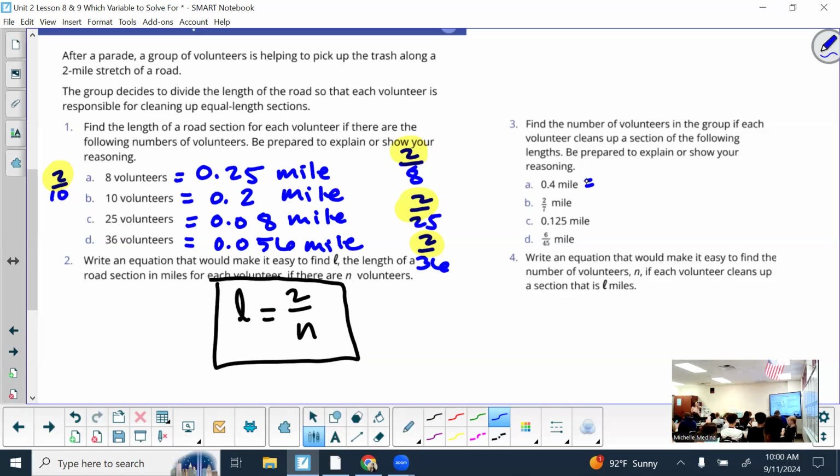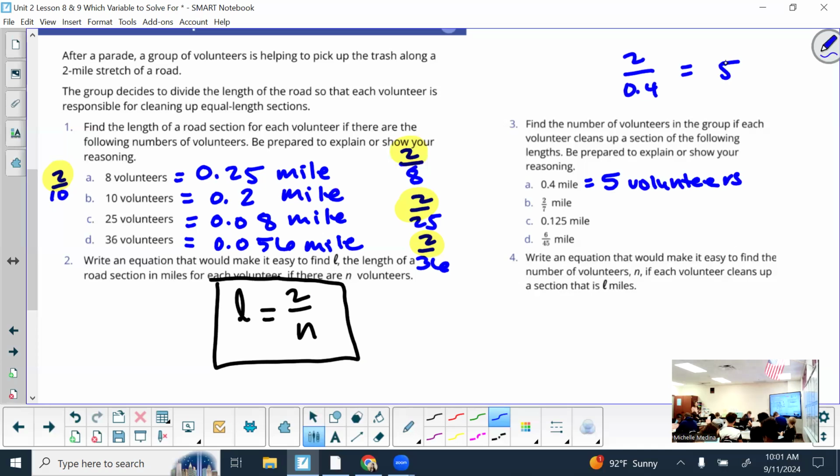So same situation, we're still cleaning up 2 miles of road, but if I figure that each person has to clean up 0.4 of a mile, how many people were there? 5. And how did you come to that conclusion? You did 2 divided by 0.4?